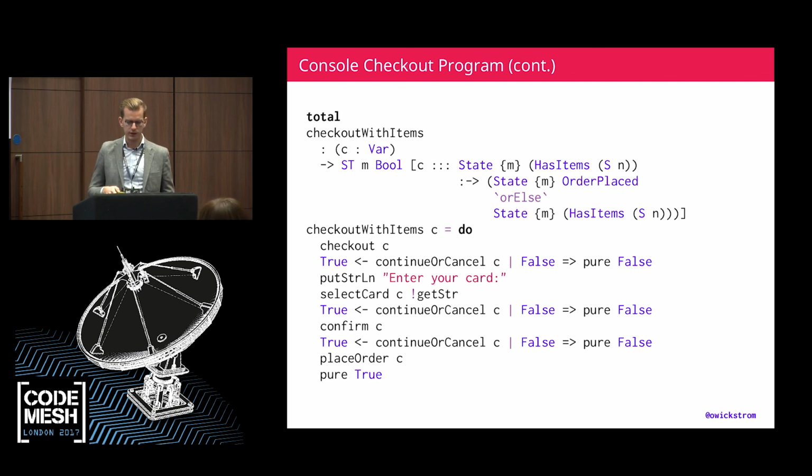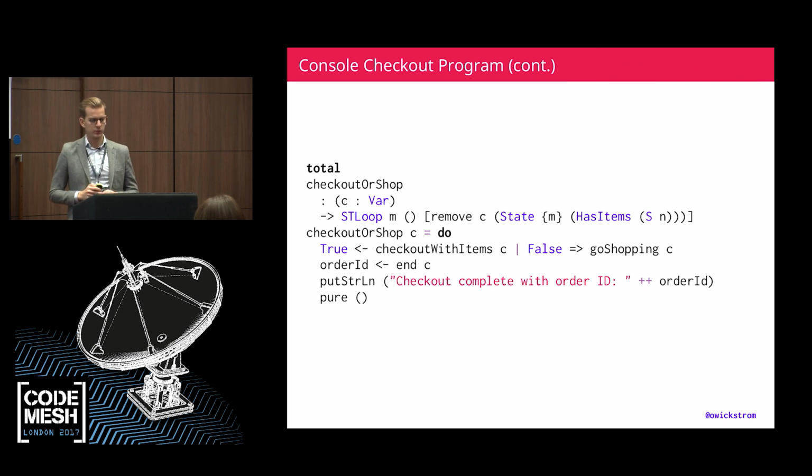So we ask for a credit card, and eventually we place the order. And in between all those steps, we ask the user, do you want to continue or do you want to cancel? That's the longer lines. And I'm using some Idris notation to short circuit out of the do notation if they want to cancel. But the cool thing here is that we couldn't do this continue or cancel in any other place than these three places, because we couldn't construct a proof anywhere else.